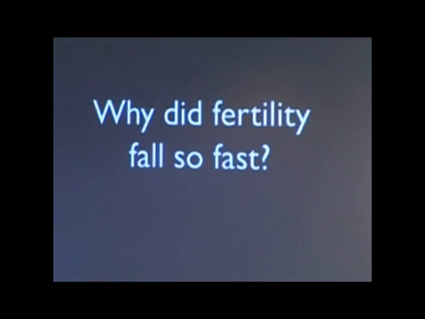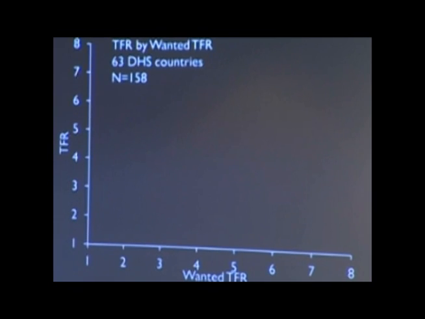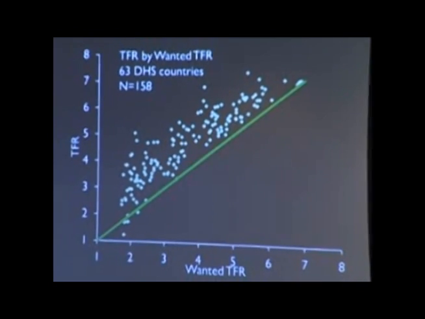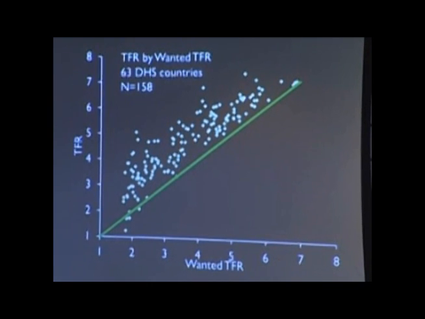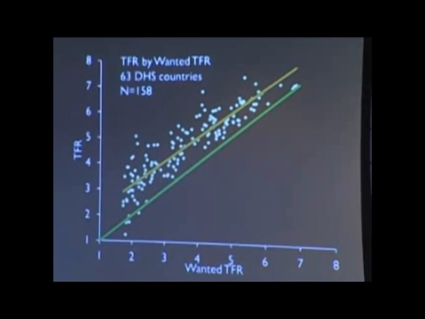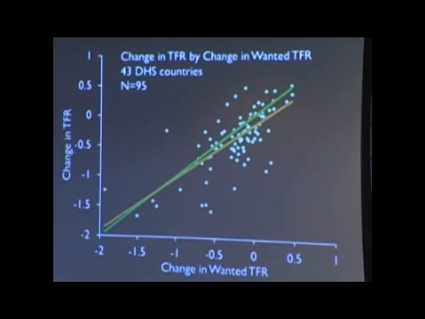Okay. I have a section here about why fertility fell so fast. I'm clearly not going to be able to go through it, so I'm just going to skip over it. It's a complicated story about a retelling of Lant Pritchett's paper about wanted fertility and unwanted fertility. I'll tell you what the bottom line is.